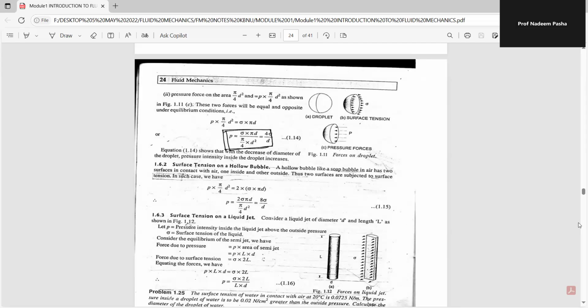Now, force due to surface tension. This force due to surface tension is acting on two sides of the length, so it is equal to sigma into 2L. Equating the two forces, we get P into L into D is equal to sigma into 2L, or P is equal to sigma into 2L by L into D. So L gets cancelled, and P comes out to be 2 sigma by D. I hope you understood all three cases. Now we will solve some numericals on this.